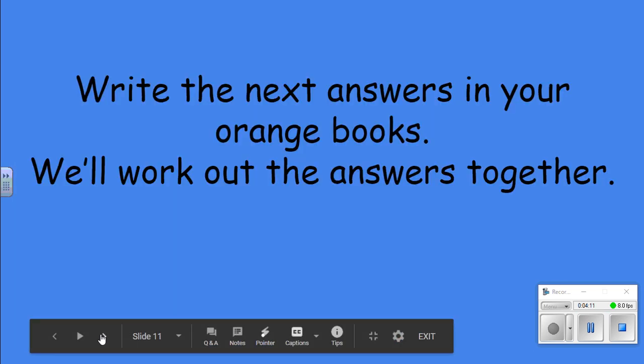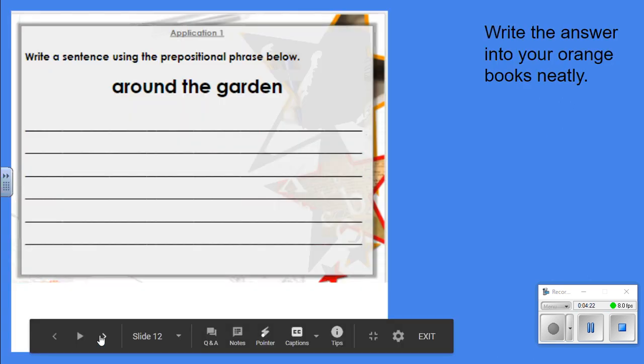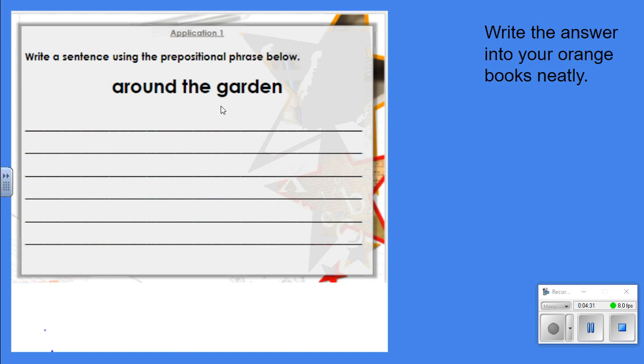Okay, now we're going to write some answers in our orange books. If you can make sure you've got them and got your pencil ready, let's have a look and we'll work the answers out together for the first few. What I'd like you to do is write a sentence, including this prepositional phrase, around the garden. Can you think of a sentence that ends around the garden? An example might be, my brother ran around the garden. While you write that down, pause the video and then come back.